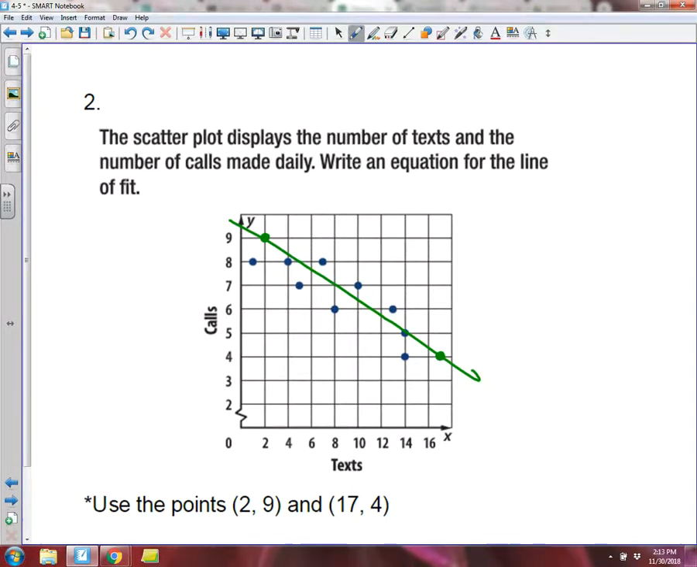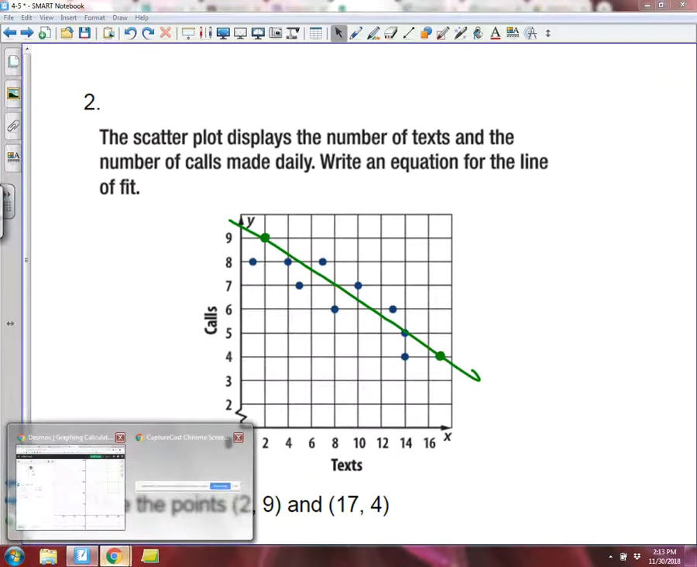It's only in black, the lines on this graph. And I like mine to be in color, so I could do a straight edge on here with black, but it stands out a little bit for me if it's in green. Okay, so now what are you going to do to find the equation? Plug them in. 2, 9 and 17, 4.